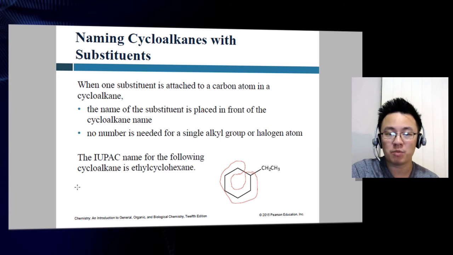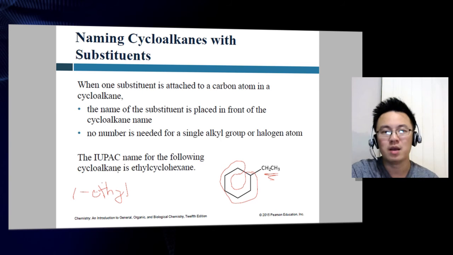You could say 1-ethyl, because that is a 2-carbon. That's an ethyl group there. You could say 1-ethyl, but the 1 is implied when you say ethyl cyclohexane, because what other place could it be? It's a 1. And so therefore it is ethyl cyclohexane.